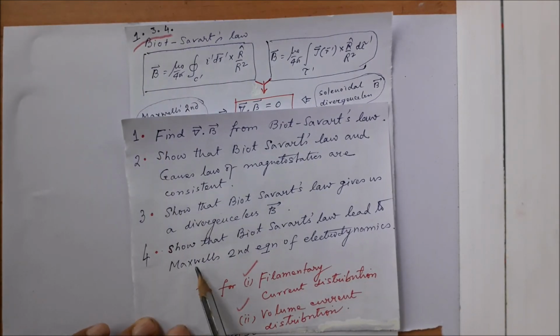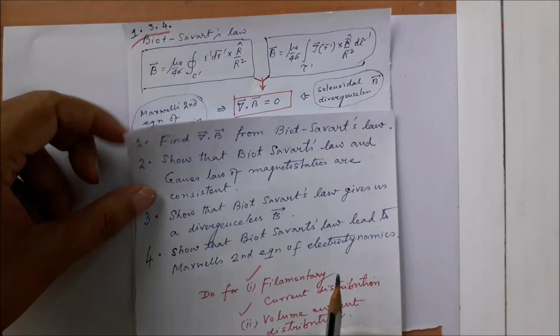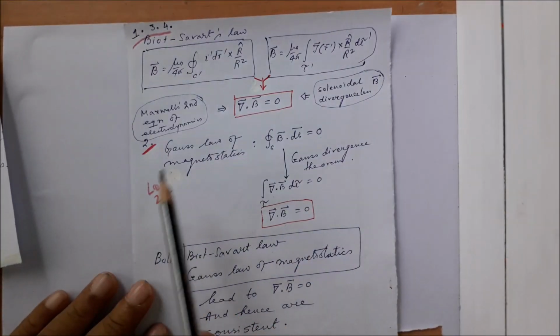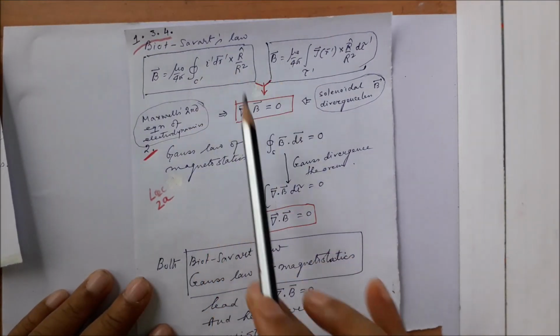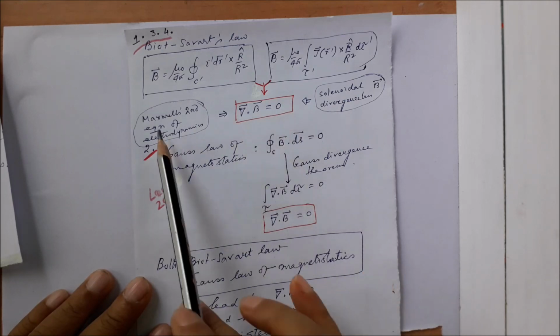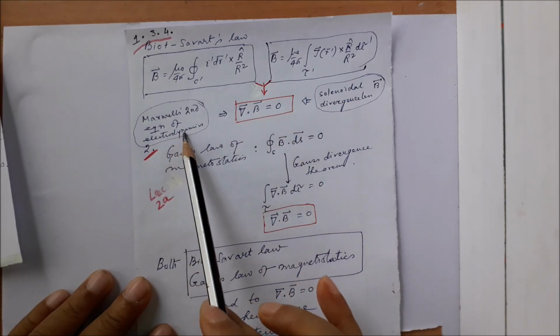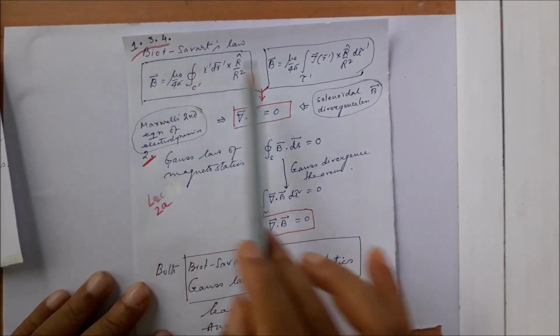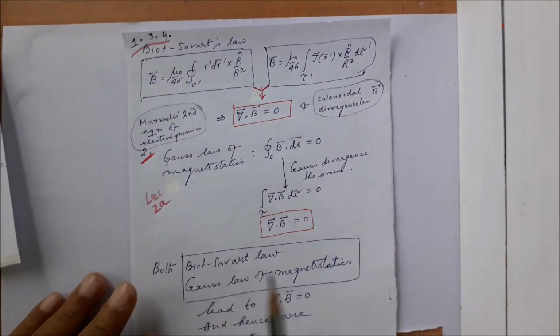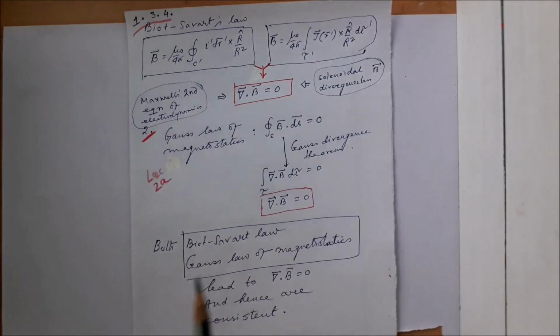Question number 4 says: show that Biot-Savart's law leads to Maxwell's second equation of electrodynamics, and this we have done. Biot-Savart's law leads to divergence B equal to 0, which is Maxwell's second equation of electrodynamics, and so this is the answer to question number 4. So we have answered all the questions.